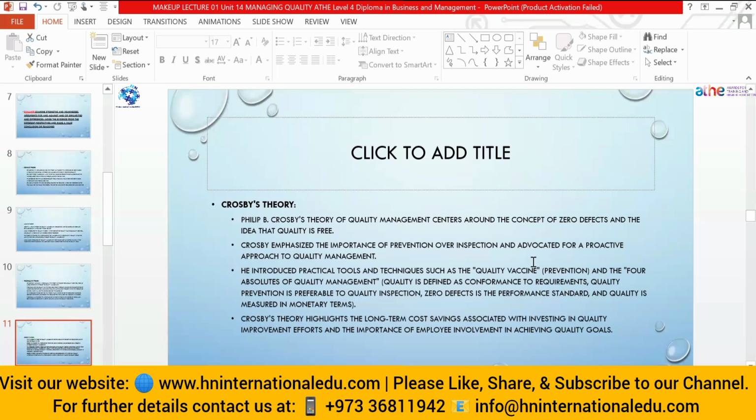Crosby emphasized the importance of prevention over inspection, that is, first to take precautionary measures rather than afterwards checking the defects and problems, and advocated for the proactive approach to quality management. So he worked on the proactive approach, which was actually precautionary measures, taking it earlier. He introduced practical tools and techniques such as the quality vaccine, which meant prevention from the problems or defects which could occur further on.